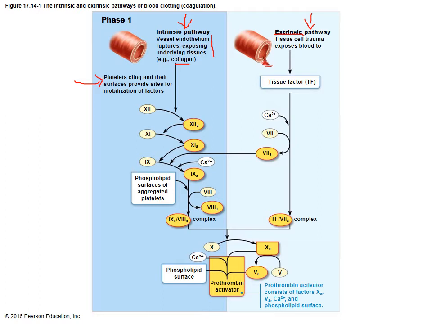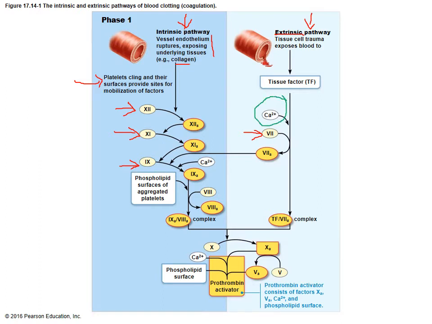Now, most of the time what we see happening is that the intrinsic pathway and the extrinsic pathway will work together and they'll be activated together. And as you can see at the bottom of the illustration, they're going to set off a series of clotting factors. Now, it's not important for you to memorize these different clotting factors, but what I do want you to know is that regardless of which pathway is activated, they will always require calcium to be successful.